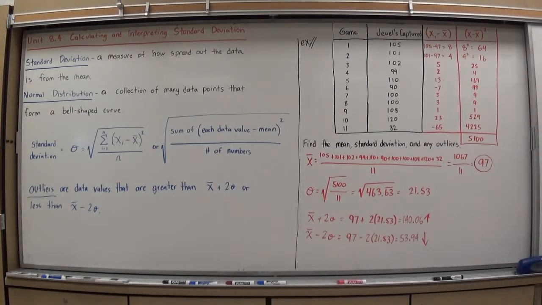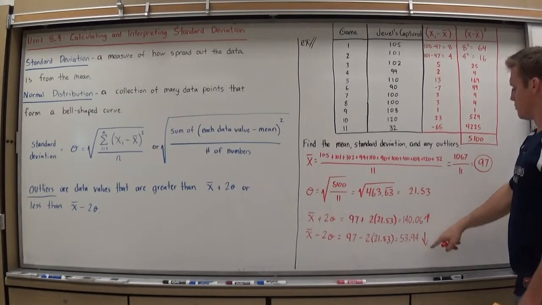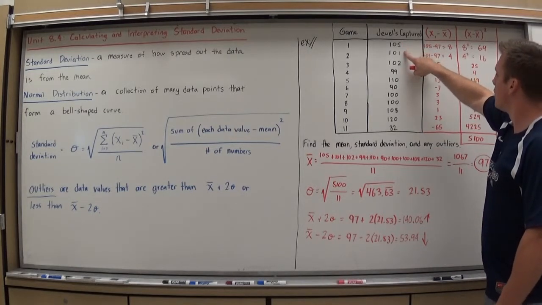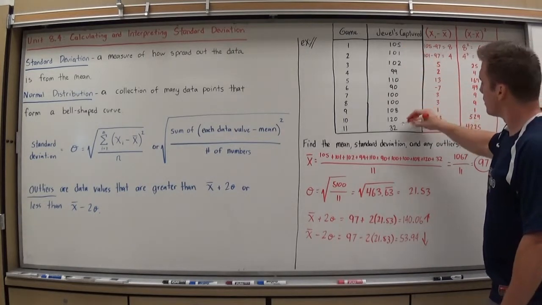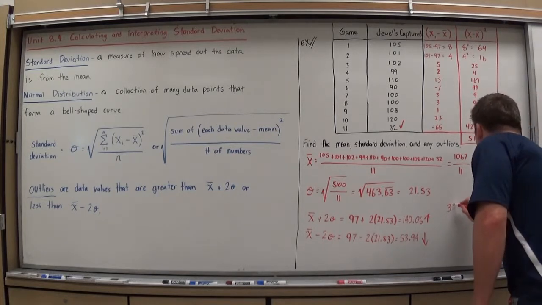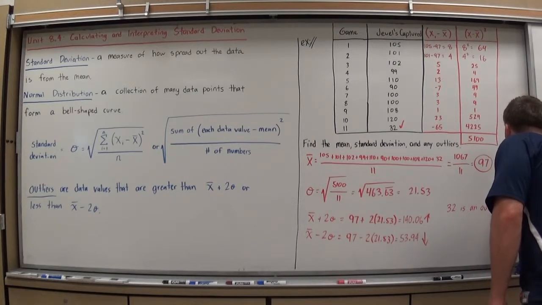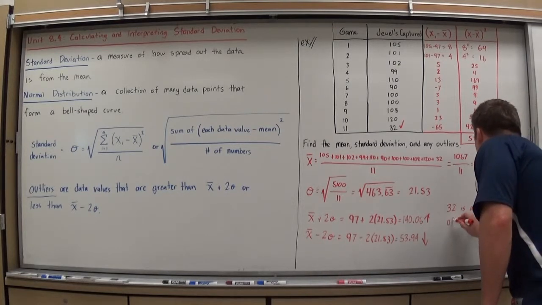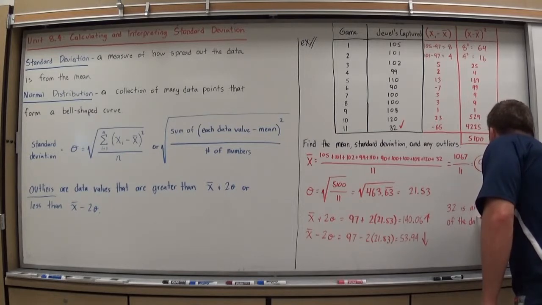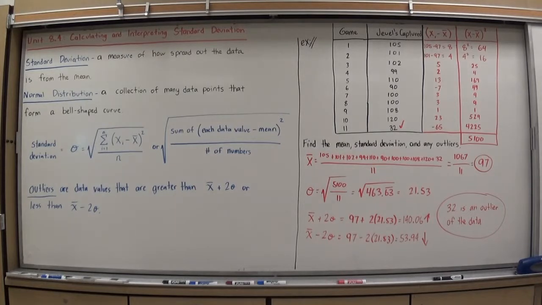So now at this point, I can just go back and scan my data, looking for numbers above 140. No problems there. Numbers below 53.94. Here it is. So that last score, that last game of his, he only had 32 joules captured. So 32 is an outlier of the data. So I can use the standard deviation to identify outliers as well.